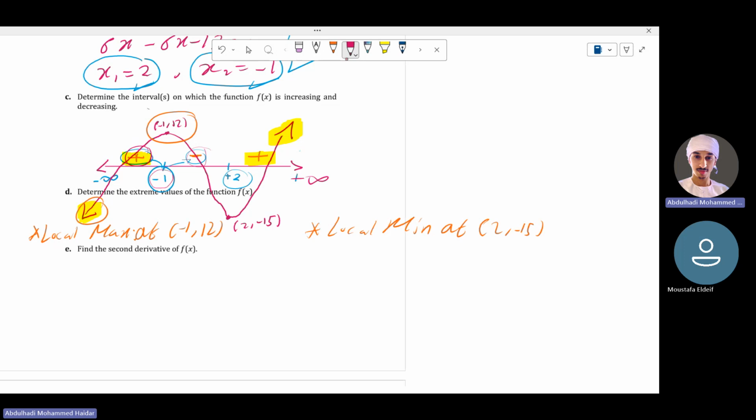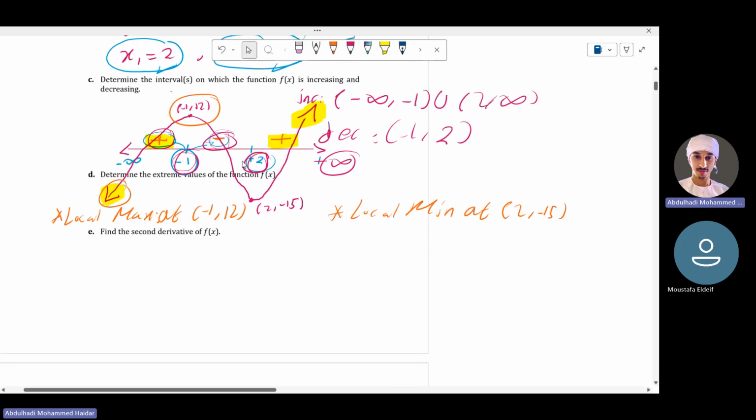So it is from where to where? The increasing will be from -infinity to -1. And you have another positive sign from 2 to infinity. The decreasing is from -1 to 2, sorry. So that's done, part C and part D.